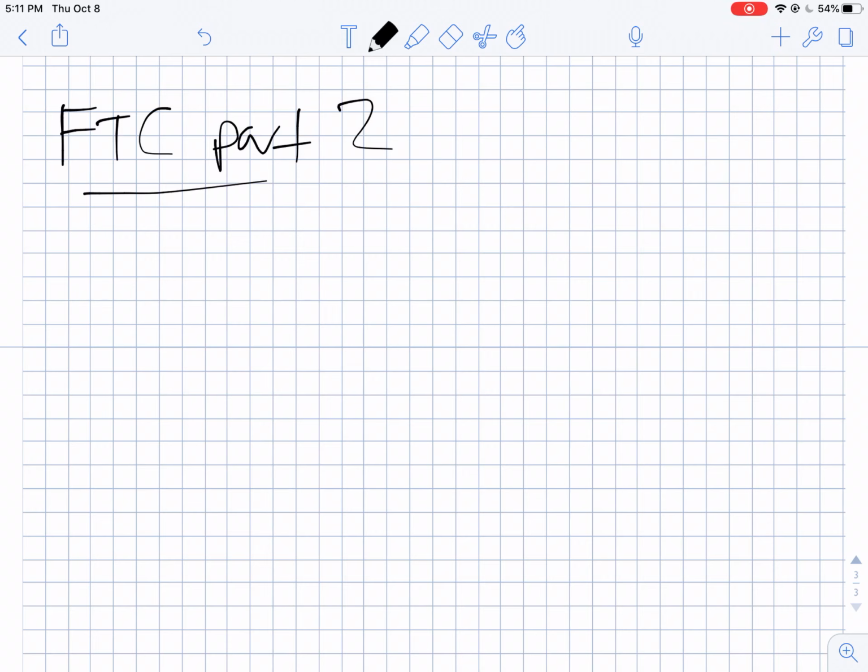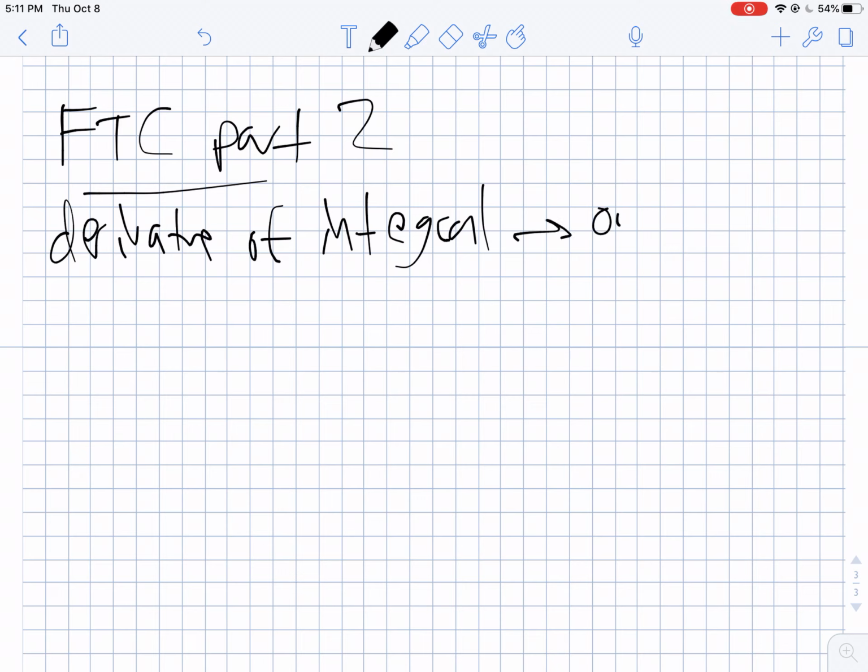All right, my friends, so I'm here to tell you about part 2 of the fundamental theorem of calculus. What this says on a qualitative level is that if you take the derivative of the integral, they cancel and you get back to the original function. Derivatives and integrals basically are opposites. And we've talked about this before.